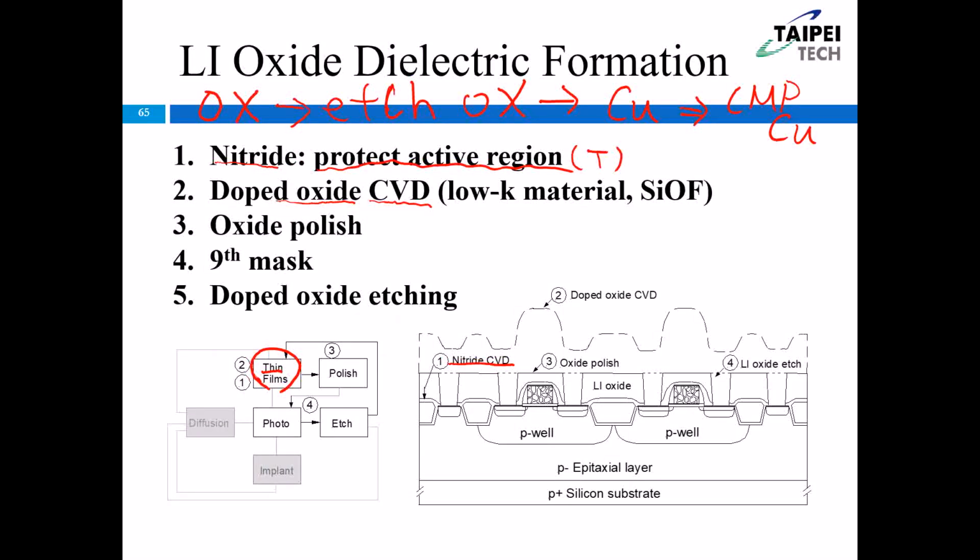Because I already showed you, 90% of the chance we use the CVD in the IC fab. 90% of the process for the thin film they use the CVD. So you only need to remember when do we use the PVD, okay?